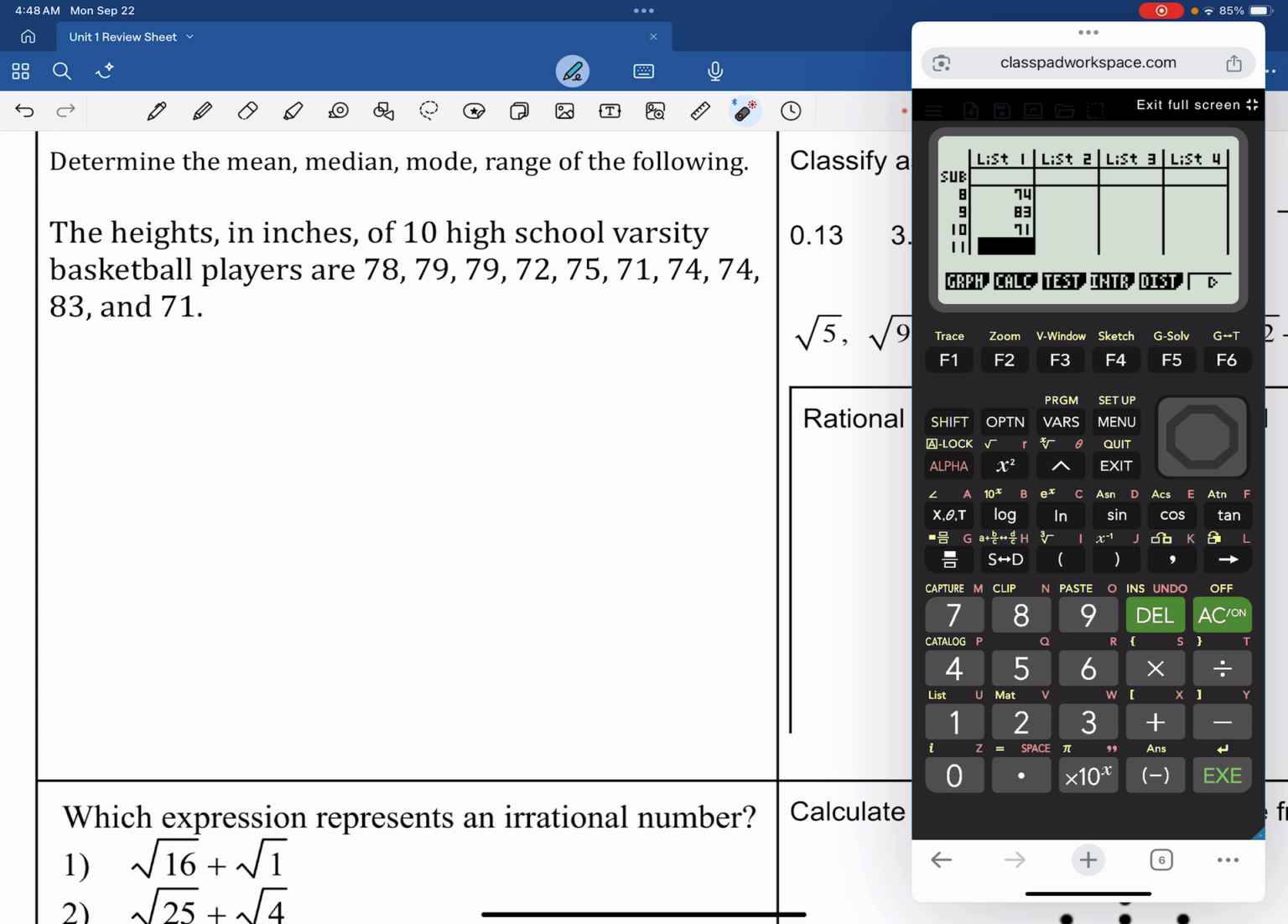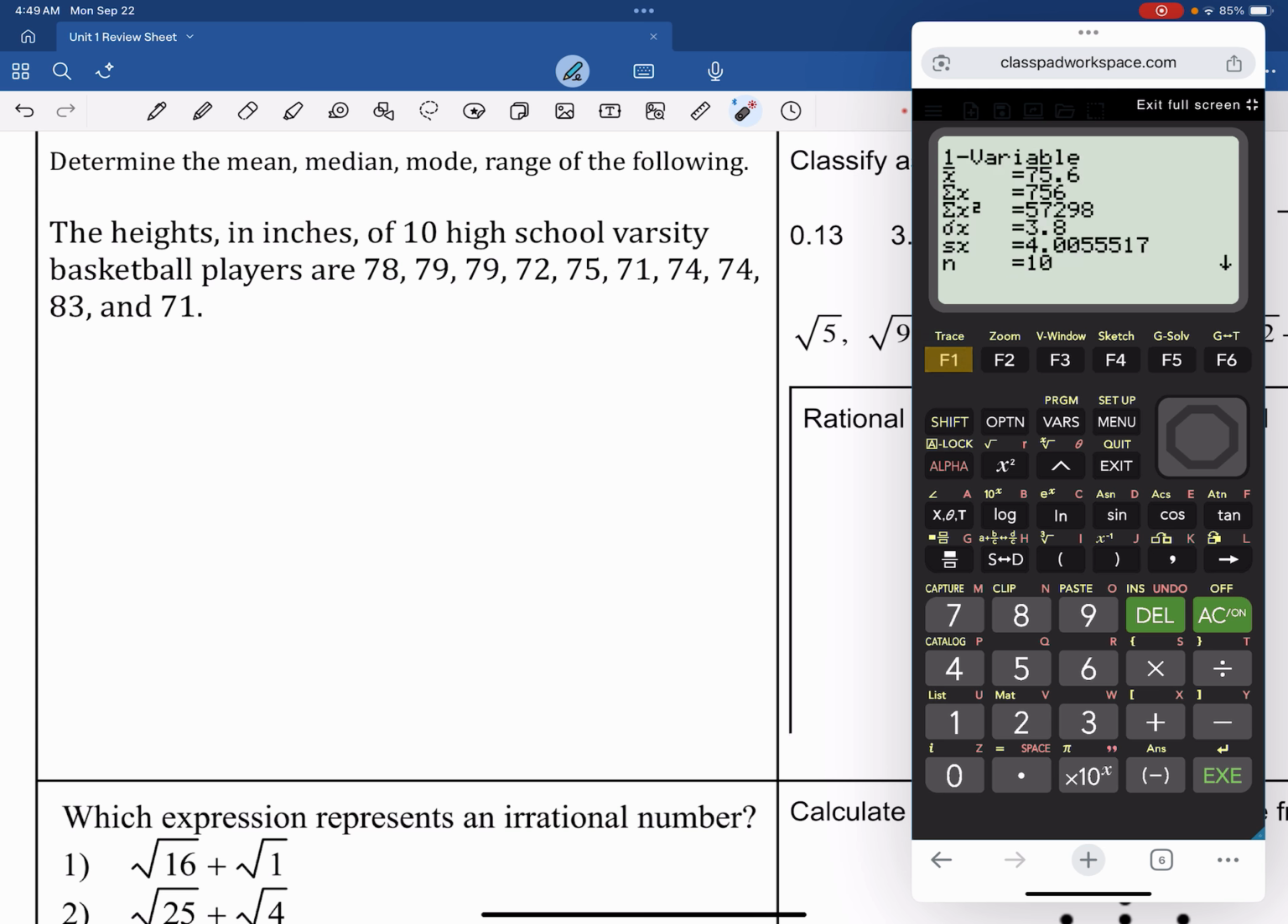After you enter your last number, above F2 on your calculator, you should see calc. You're going to hit F2 for calc, and then F1 for one var. If you didn't see calc above F2, hit exit, exit, exit until you see it. Once you see calc above F2, hit F2 and then F1. And then your calculator should bring up all the one variable statistics.